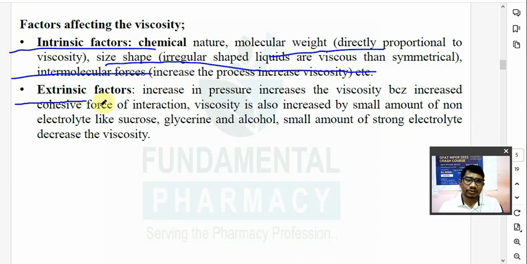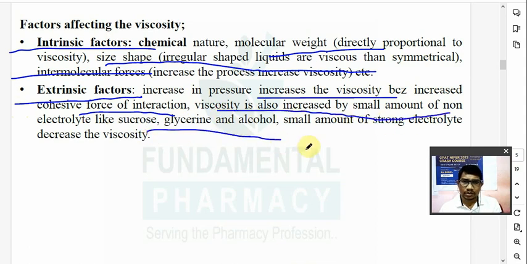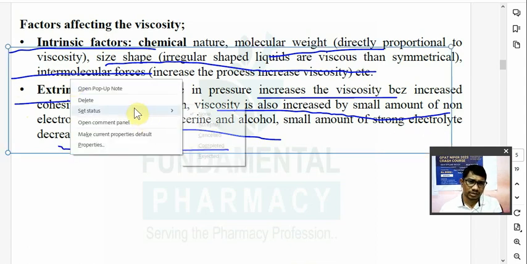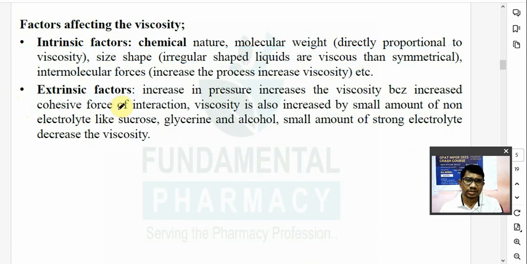Now the extrinsic factors which affect the viscosity. Increasing the pressure increases the viscosity, because of increased cohesive force or force of interaction. Viscosity is also increased by a small amount of non-electrolyte like sucrose, glycerin. A small amount of strong electrolyte will decrease the viscosity. Another factor affecting viscosity is temperature. If you increase the temperature, viscosity will decrease, because temperature is inversely proportional to the viscosity.